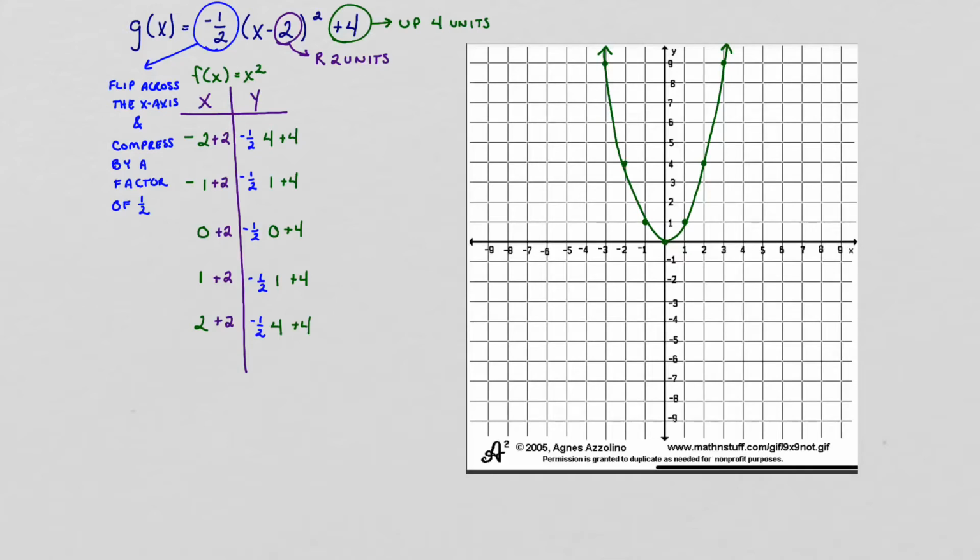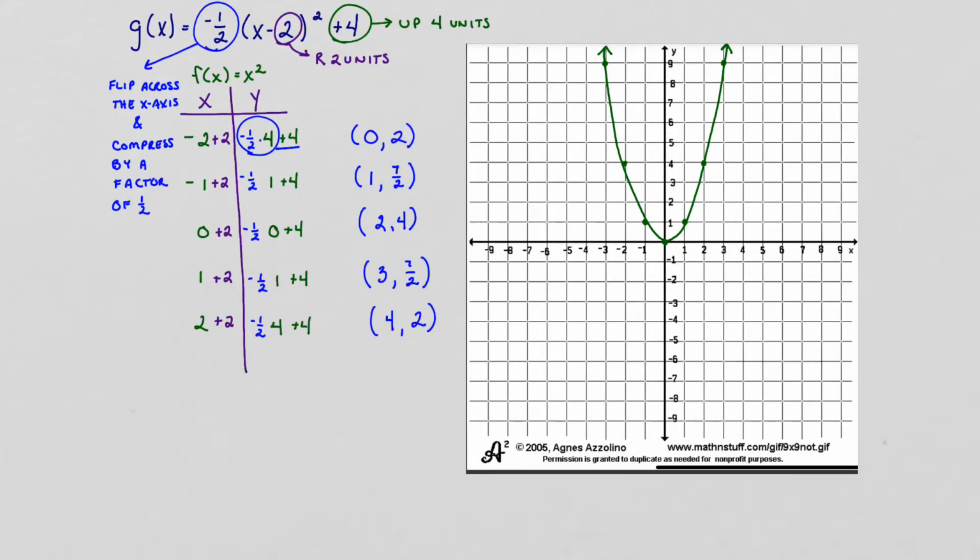So now we're going to go ahead and update our coordinate points. So negative 2 plus 2 will give me 0. Negative 1/2 times 4 will give me a negative 2. And then negative 2 plus 4 will give me positive 2. Go ahead and adjust all of your coordinate points. And when you're ready, press play. We'll review them and then graph.